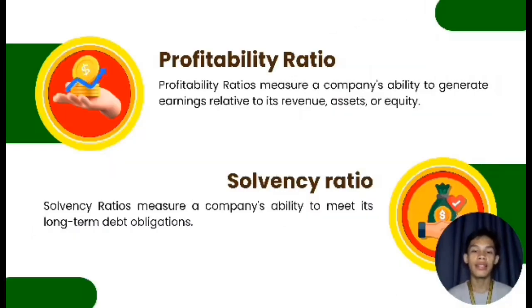So first, let's define the terms. Profitability ratios measure a company's ability to generate earnings relative to its revenue, assets, or equity. Meanwhile, the solvency ratio measures a company's ability to meet its long-term obligations.